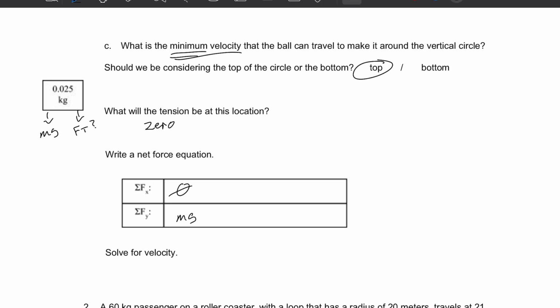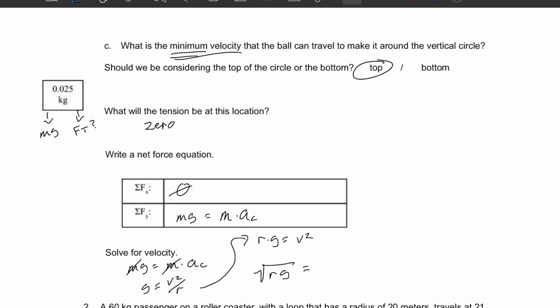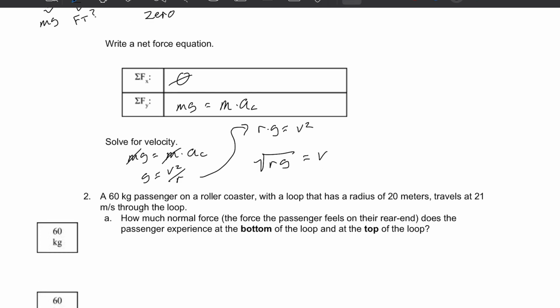Our summation of forces in the y would be mg is equal to mac, since tension is 0. We're going to solve for velocity. Rewrite our equation. Masses cancel out. Acceleration can be rewritten as v squared over r. We are looking for velocity, so we want the v. Multiply the r to the other side, you get rg is equal to v squared. Square root both sides, you get the square root of rg is velocity. So now we've solved for velocity. The square root of rg will always be your minimum speed equation.